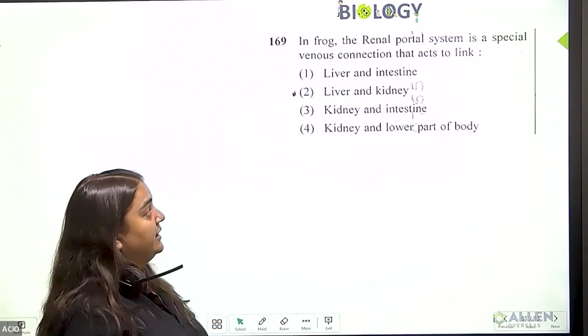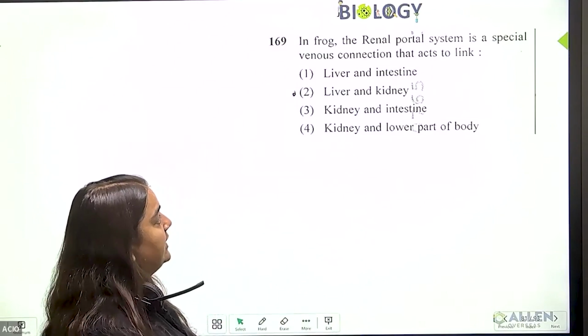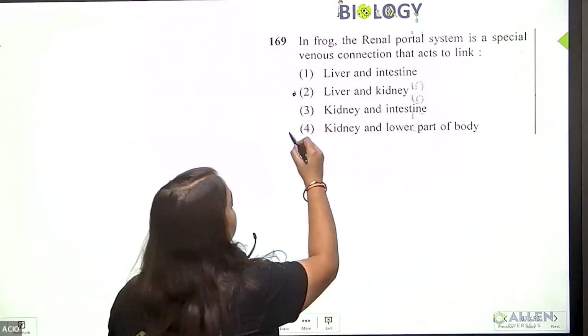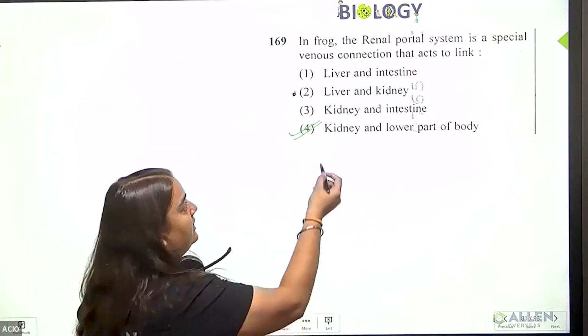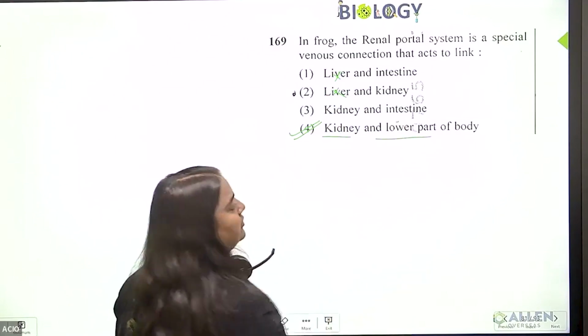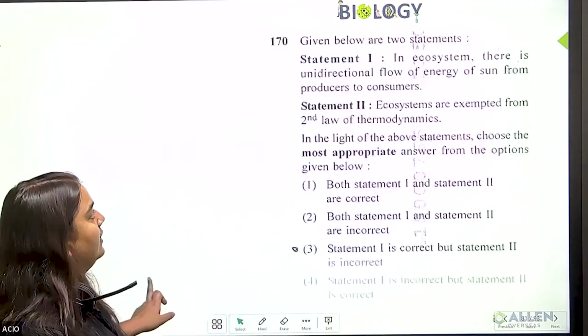In frog, the renal portal system is a special venous connection that acts as a link between kidney and lower part of the body. Renal means kidney. So liver cannot be possible. Kidney and intestine, no. Kidney and lower part of the body.